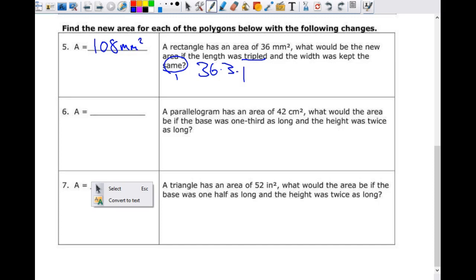It stays the same. Think about it. You take one edge and you double it. Take the other edge and you halve it. Cancels out. Right? So 52 times 1/2 times 2. 1/2 times 2 is 1. 1 times 52 is 52 inches squared.